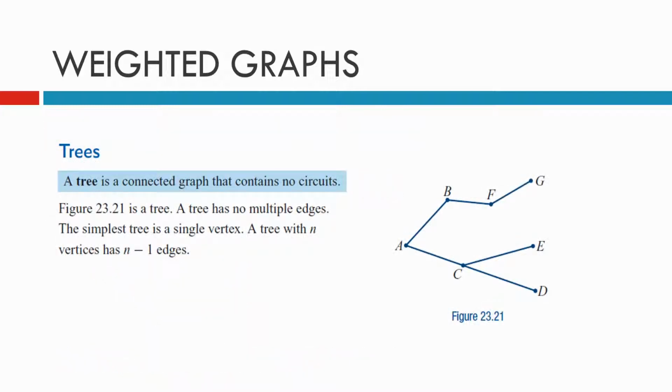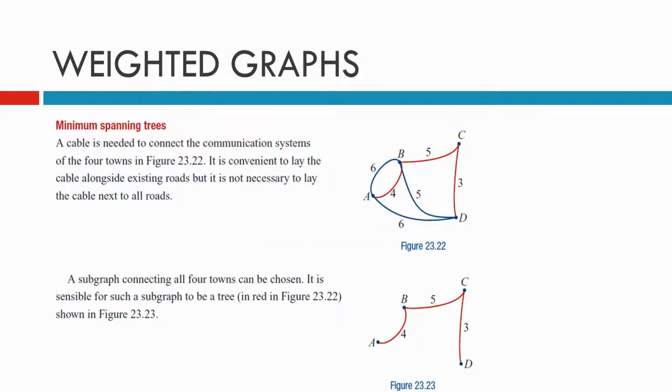Now, a tree is a connected graph that contains no circuits. Here is an example of a tree. There's no loops here, no circuits. We can't go from E to G. We have to go around the towns. A tree has no multiple edges. The simplest tree is a single vertex. That is a tree. A tree with n vertices has n minus 1 edges. Another rule.